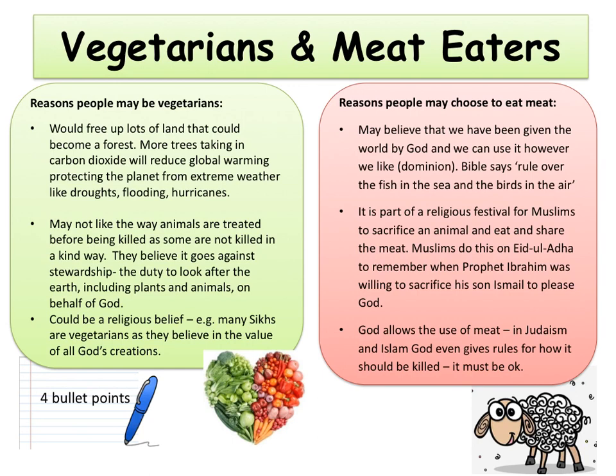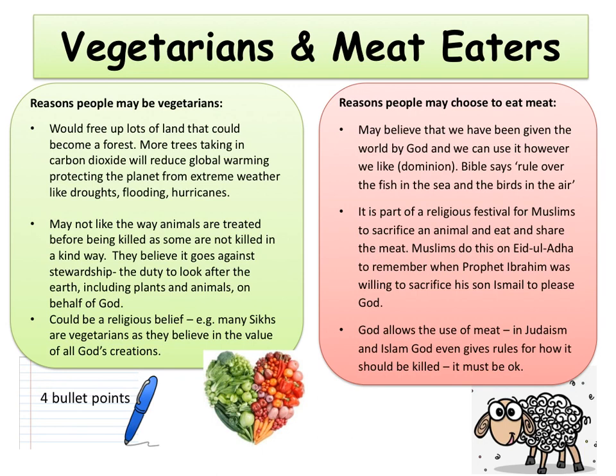Another reason why a person might choose to be a vegetarian is that they may not like the way that animals are treated before they're killed. Some are not killed in a kind way either. They believe it goes against stewardship, the duty to look after the earth, including plants and animals, on behalf of God. The welfare of animals is something which is very important to some people. And we can see in many products that they try to take into account the fact that people really do care about how animals are treated. If more people buy free-range products because they think that animals have had a happy life before they're killed, then that's something the producers may listen to.